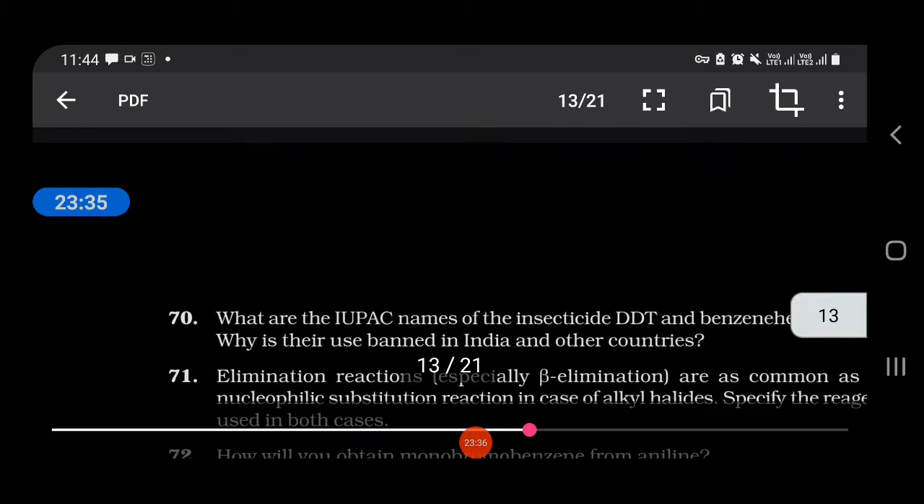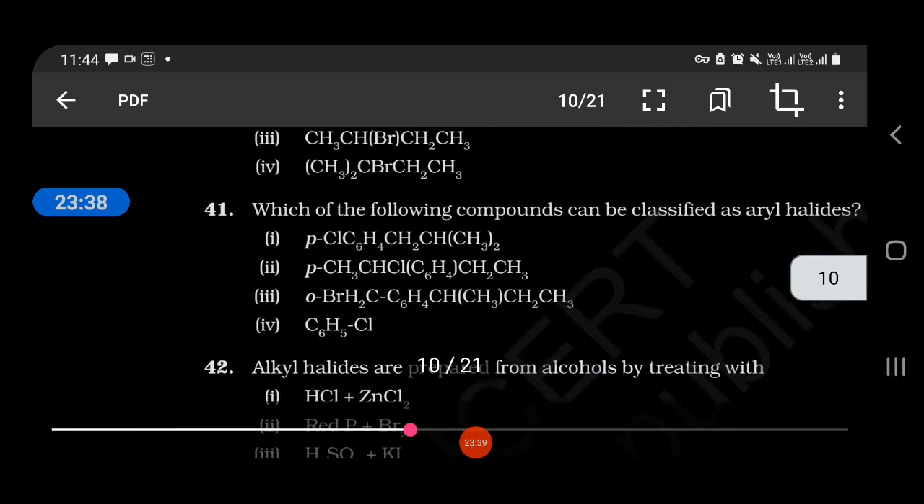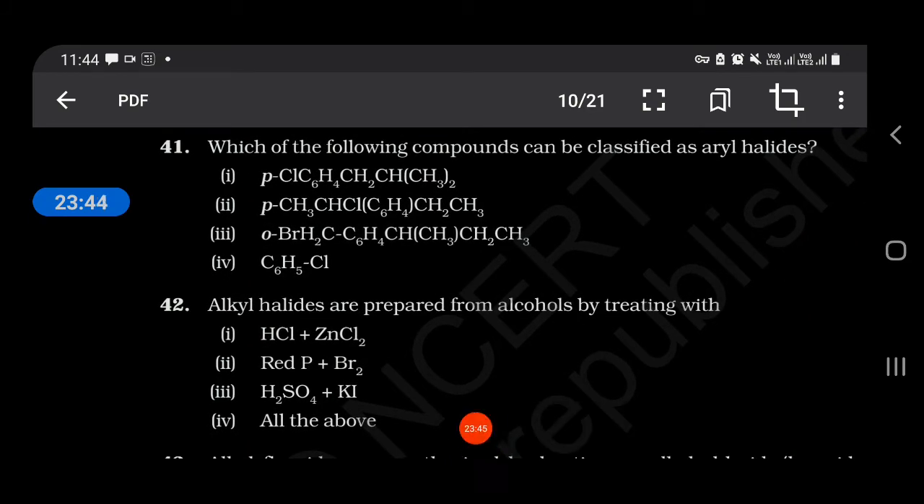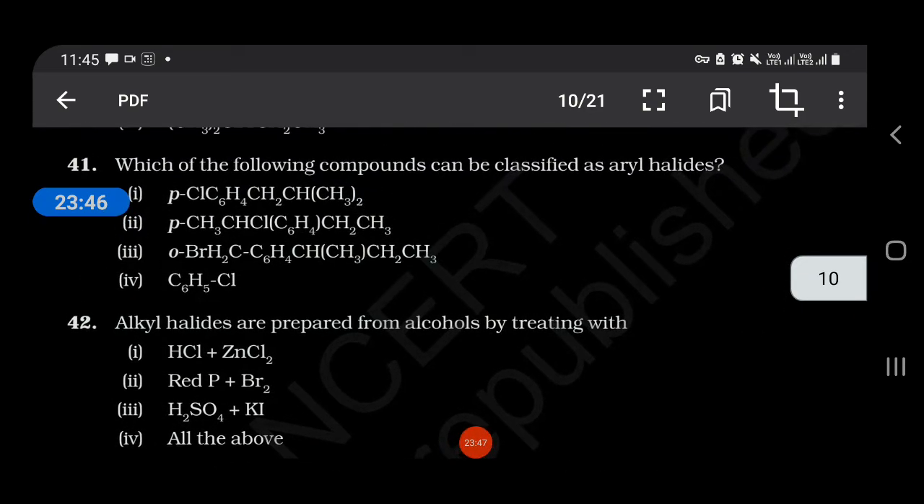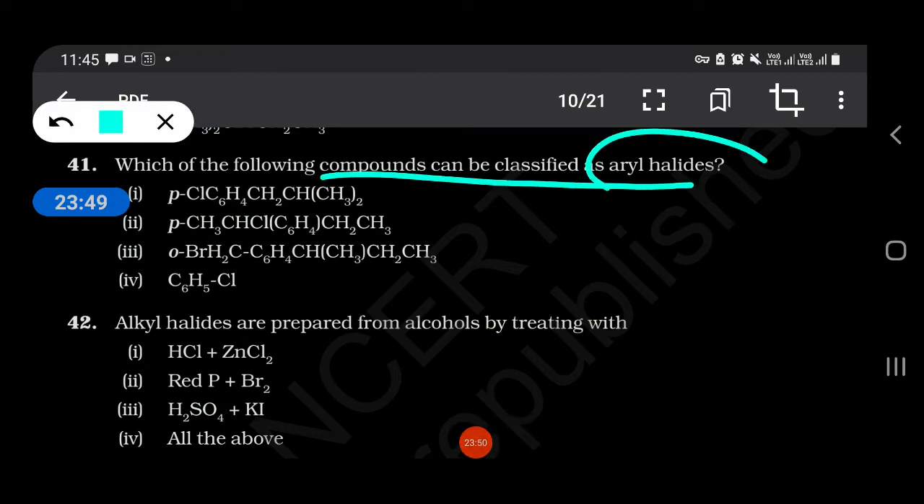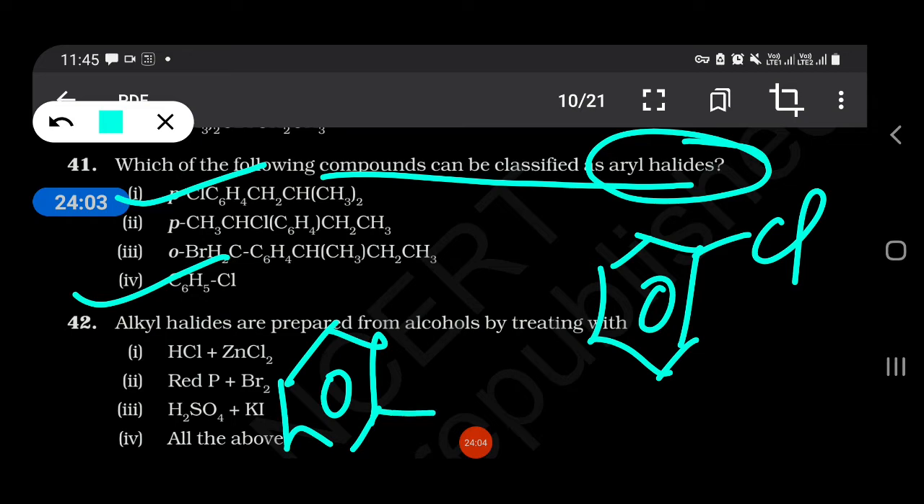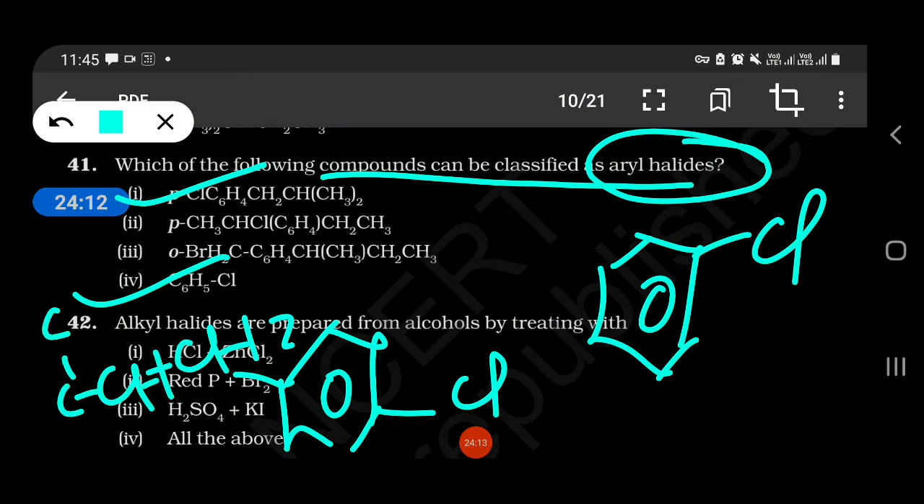We will do match the following questions also, but firstly we have to do these questions. Which of the following compounds can be classified as aryl halides? So this one and this one, like when you form chlorobenzene, and C6H4 in para position, and here CH2, CH, C and C. This one contains C.